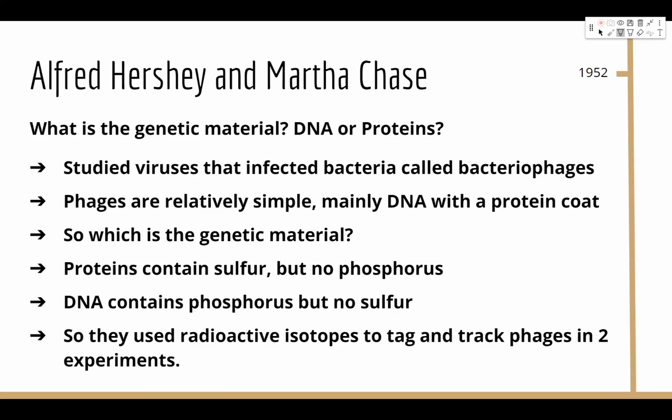So, they are perfect for us to figure out which one it is. Is it DNA or proteins? Because viruses are just both of those. There's no other interference. And there's a key difference between DNA and proteins that was the key to their experiments. And that was their chemical composition. Proteins contained sulfur, but no phosphorus.